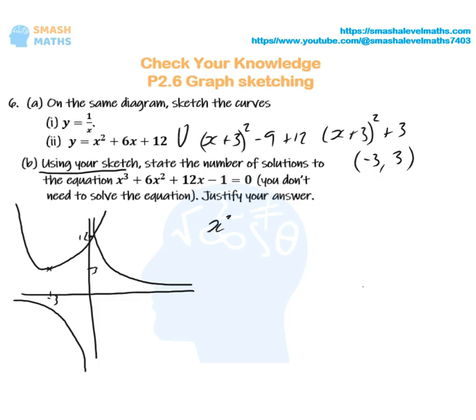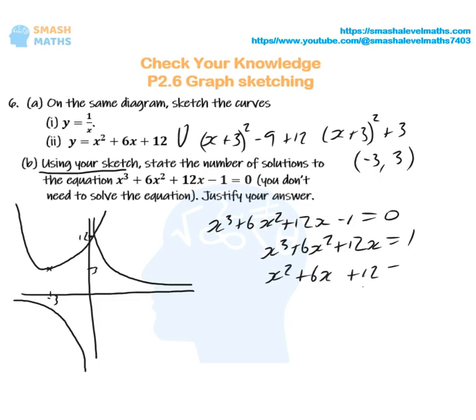So if we go for x cubed plus 6x squared plus 12x minus 1 equals 0, let's move the 1 over. So we've got x cubed plus 6x squared plus 12x equals 1. Now divide the whole thing by x, so that gives us x squared plus 6x plus 12 equals 1 over x. So we can see that our original cubic there transforms into the two equations that we drew.